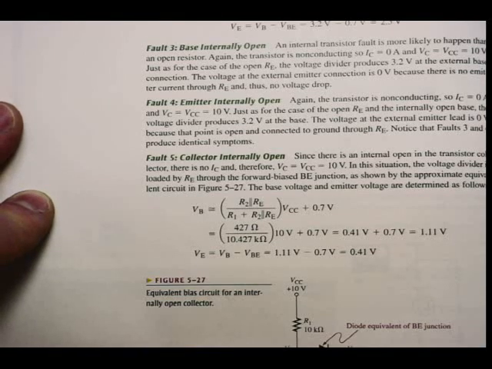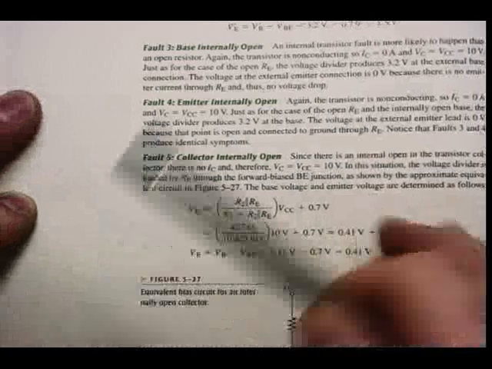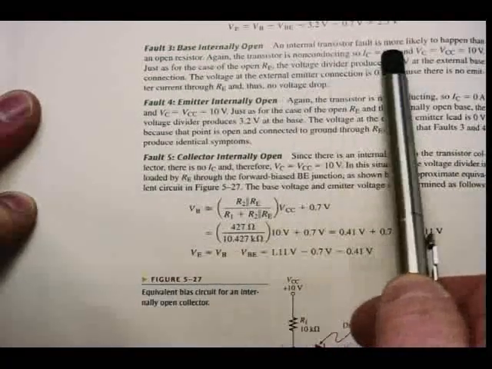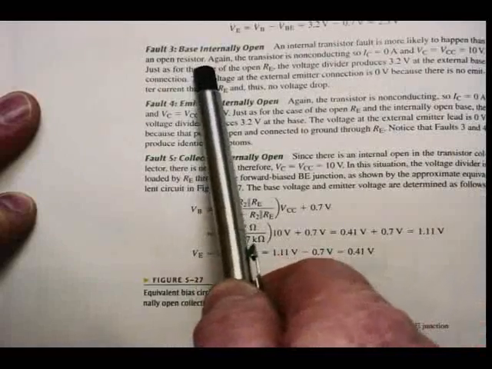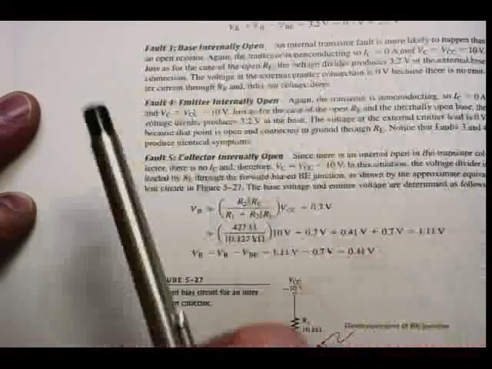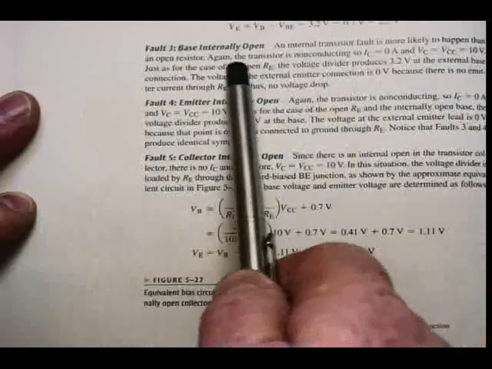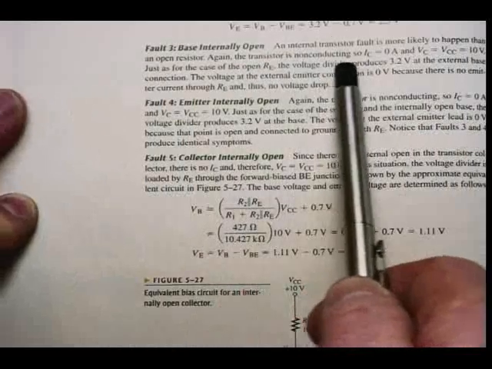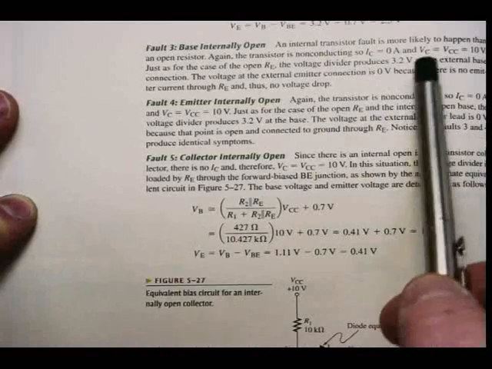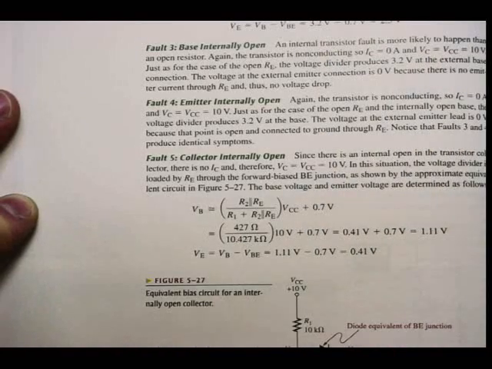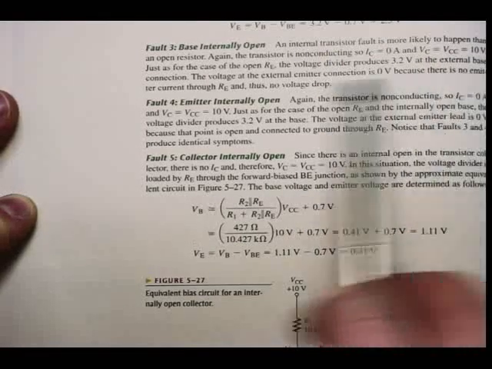That's why I still measure my 3,2 approximately voltage that I've calculated. So an internal transistor fault is more likely to happen than an open resistor. Take note of that. Again, the transistor is non-conducting, so IC is equal to 0 amps. Base is internally open. VC is equal to VCC, 10 volts. Looks like an open switch.